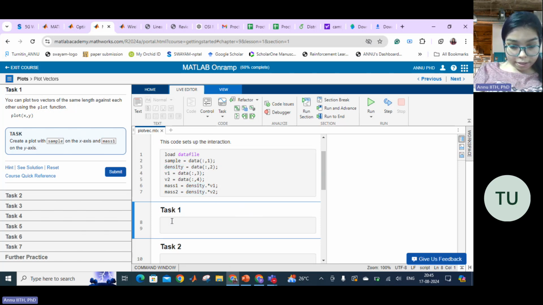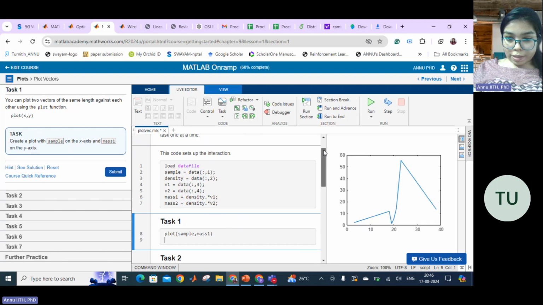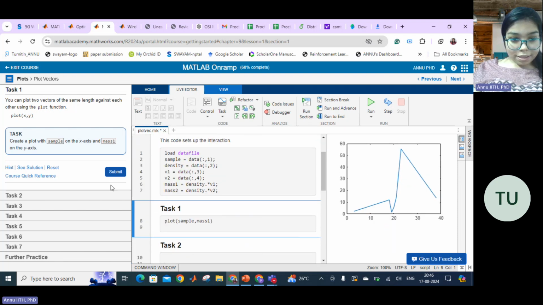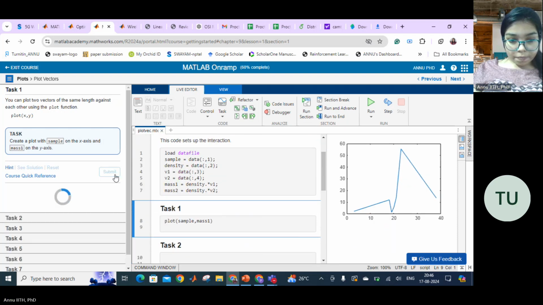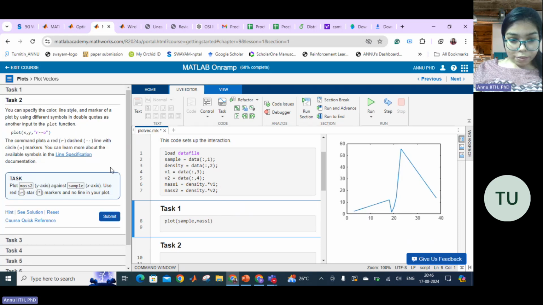So what is this asking? Plot samples and mass. Let's first run this to see how it looks. Oh, that's great. Submit. So yes, correct. Let's go to the next function.